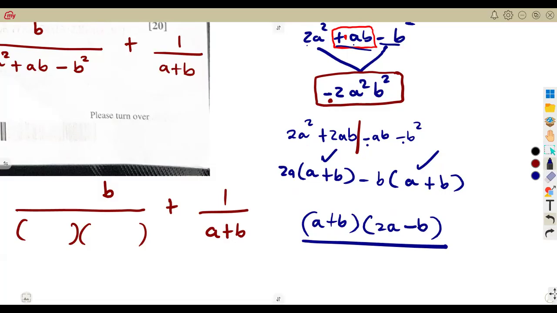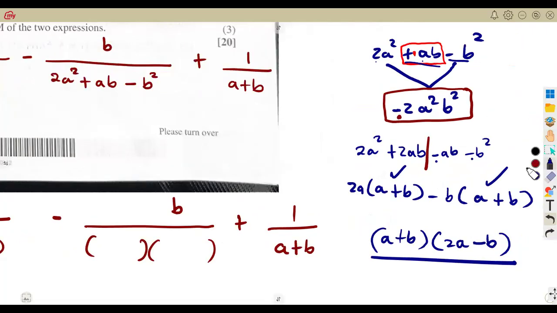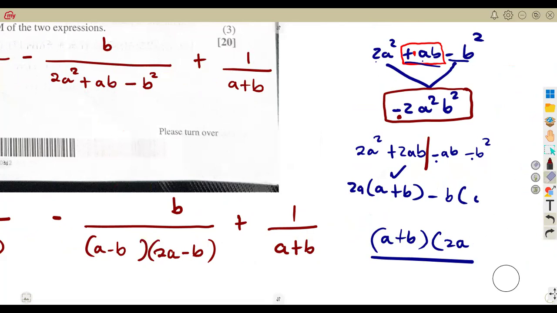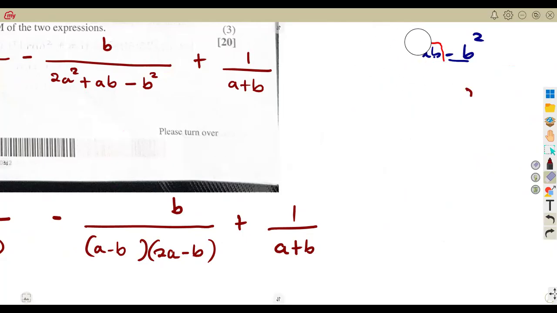These are the brackets that you're going to have after factorizing in any way that you understand. So we're going to have a plus b, 2a minus b. Remember, we are substituting here. So that's it. This is your factorization, guys, your own way, your own understanding. We are done. You have these brackets.